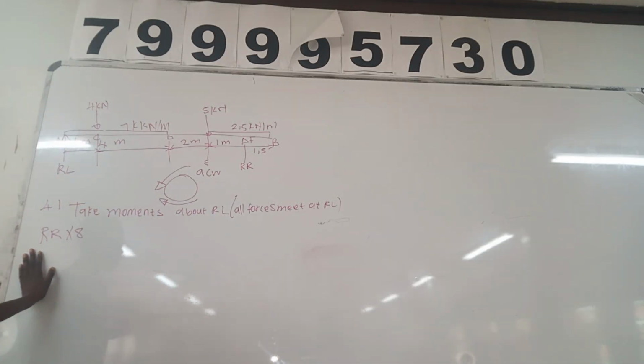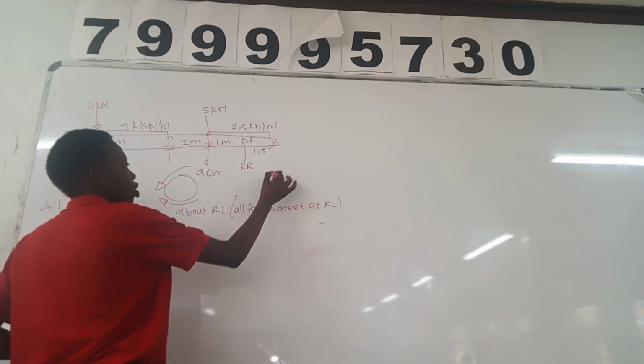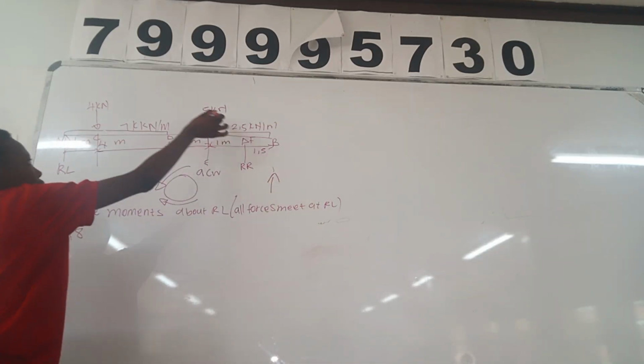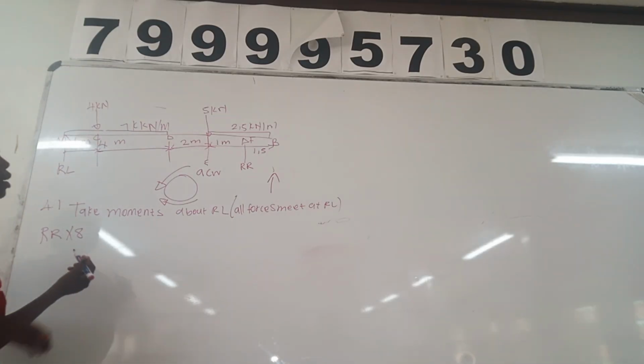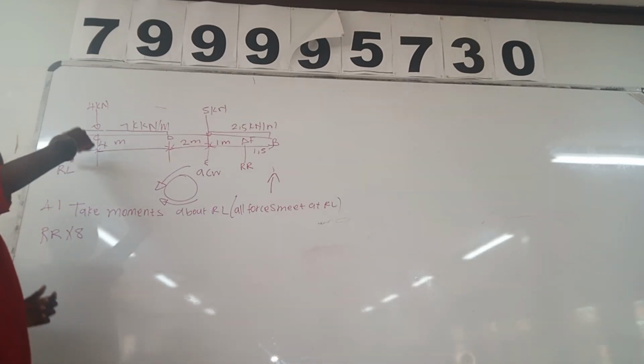After writing down RR times 8, we need to check whether RR is going clockwise or anti-clockwise about RL. RR is an upward force, so it's a moment. Is this arrow clockwise or anti-clockwise? Anti-clockwise. Okay, let us check. The 5 kilonewton force, is it clockwise or anti-clockwise?